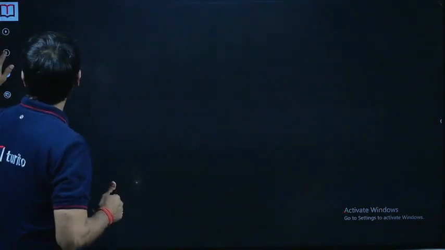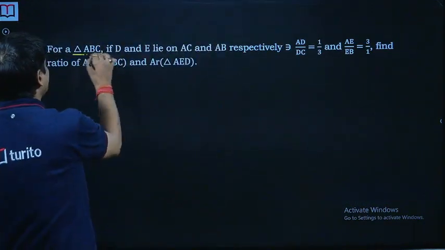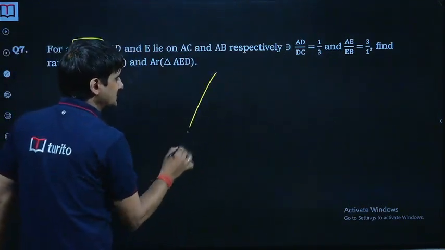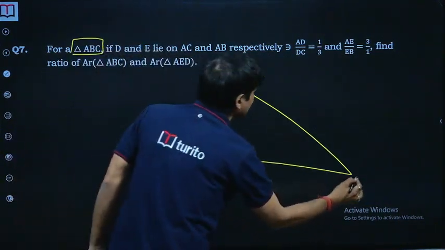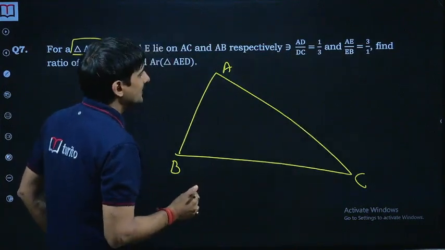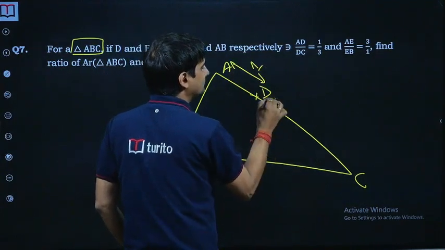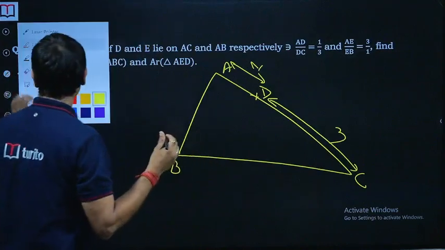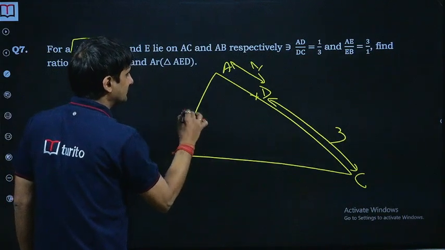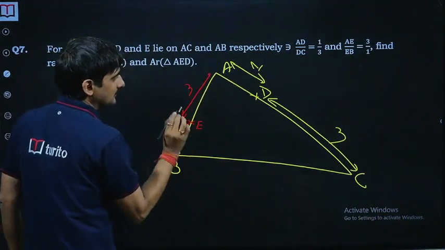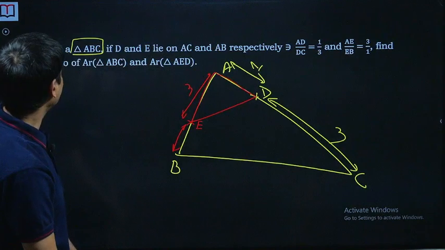Moving to the last question, I believe. Yeah, that's a geometry based question. I just tried to frame it. See, triangle ABC, D and E lie on AC and AB. So that's a triangle ABC. D lies on AC such that it divides it in the ratio 1:3, and E is here somewhere. We divide AB, so in the ratio 3:1. So we have to find the area of triangle ADE and the area of triangle ABC, and its ratio.